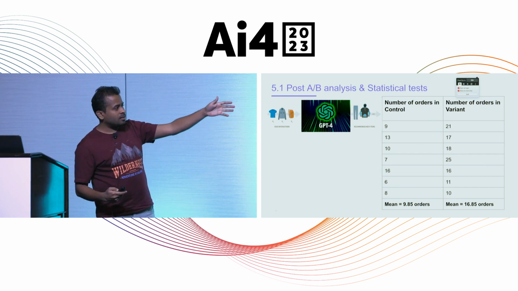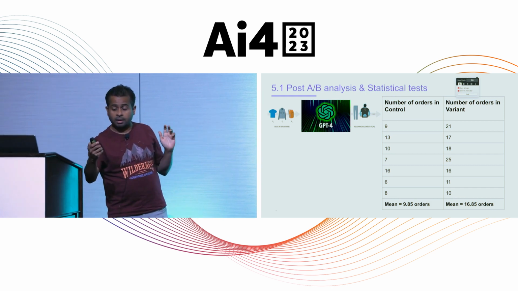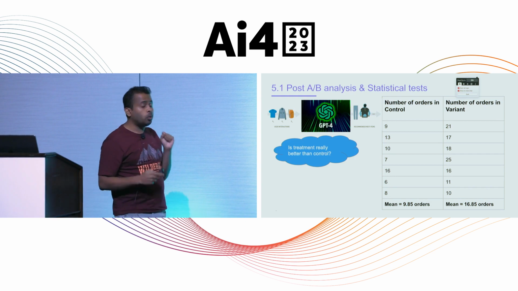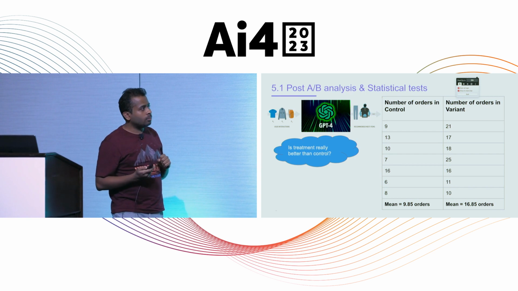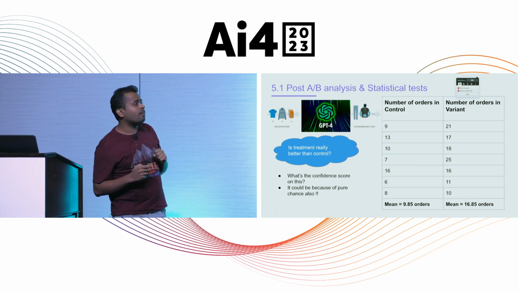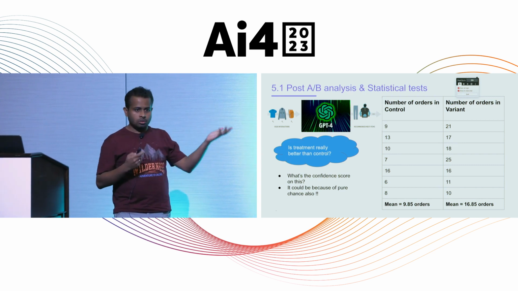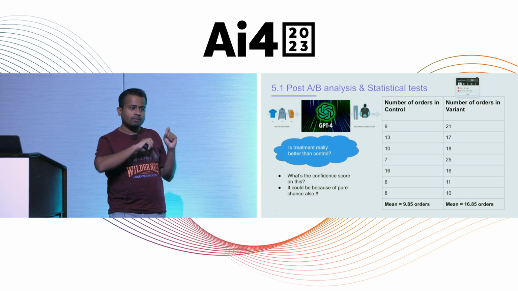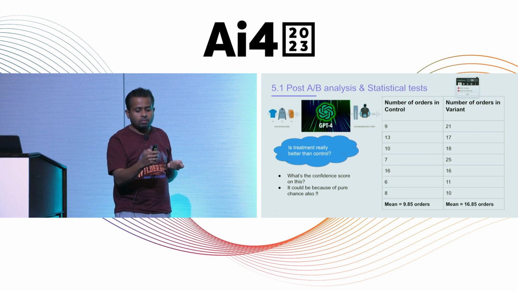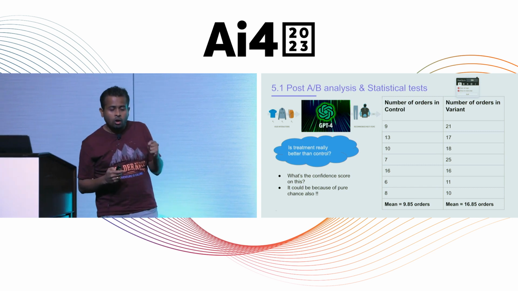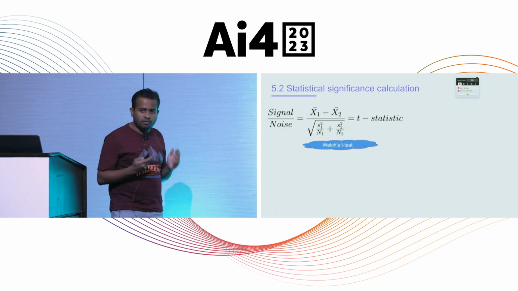Now, in this particular case, it seems like it's better than control, right? Because mean has increased, right? But how do we prove that? There has to be some confidence score attached to it, right? And also, it could have happened by chance also, right? Because probably in randomization also, probably some power users might have got added to your treatment. Again, very hard to prove, but there has to be some scientific way of proving that treatment is better than control, right? So this is where statistical significance comes into picture.